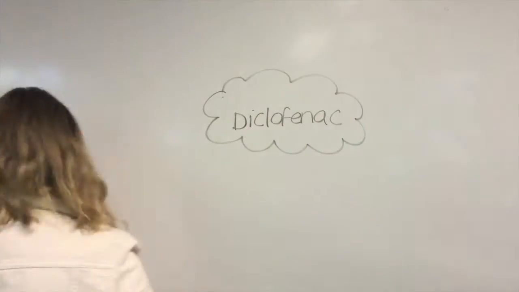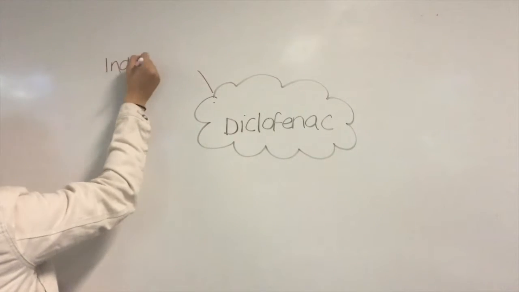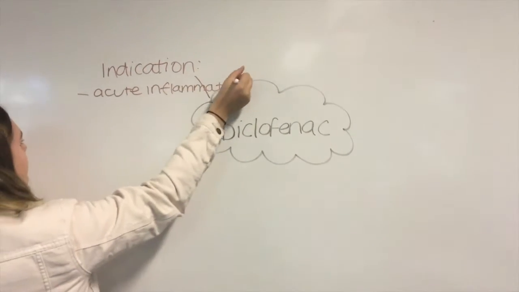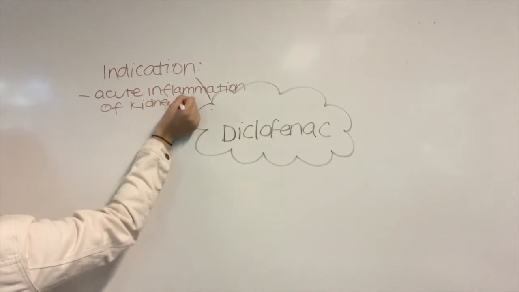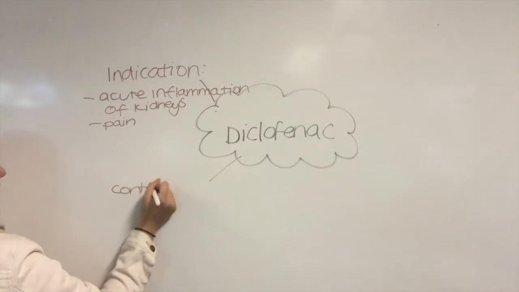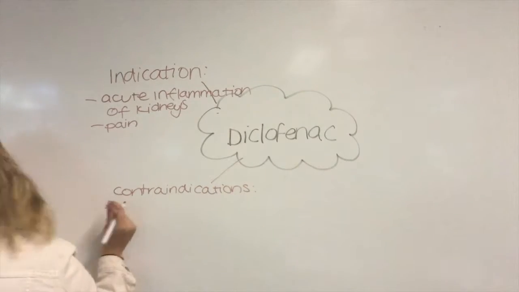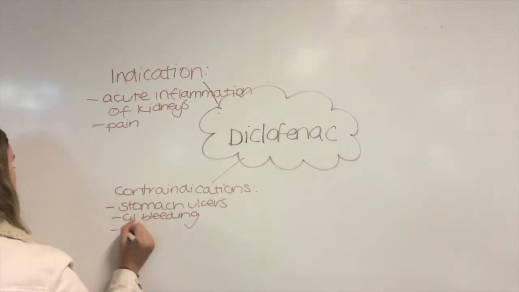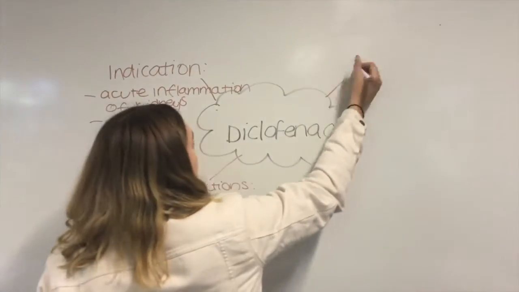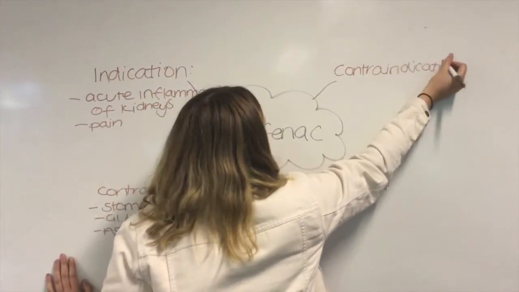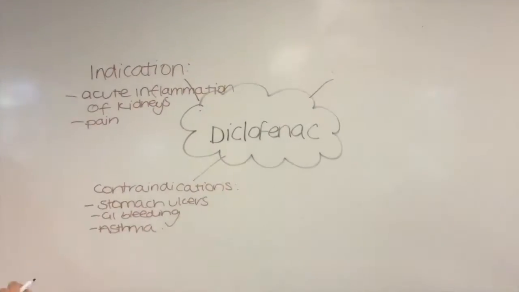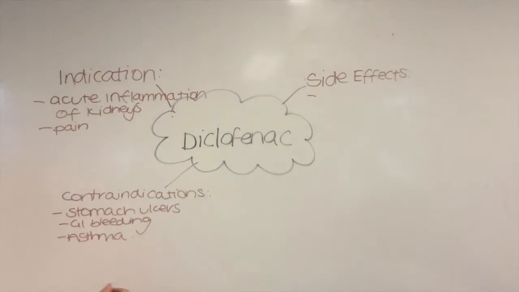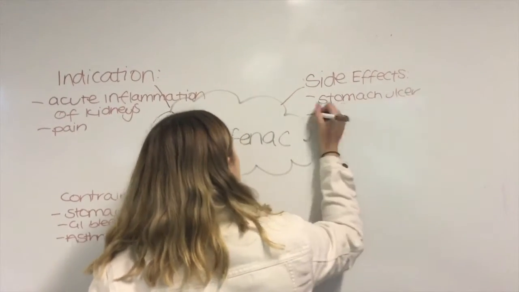Another medication that may be given to Sam is an NSAID such as diclofenac. Diclofenac can be used for the acute inflammation of the kidneys as well as any pain Sam is experiencing. Contraindications before taking diclofenac that should be considered is if Sam has any stomach ulcers, GI bleeding, or is asthmatic. Side effects that may be experienced by Sam when taking this medication include headaches, dizziness, vertigo, GI upset, rash, stomach ulcer, or increased blood pressure.